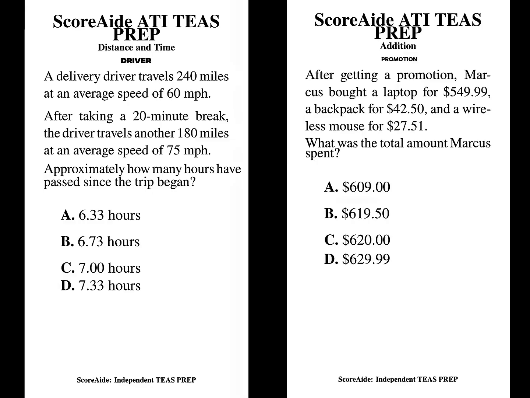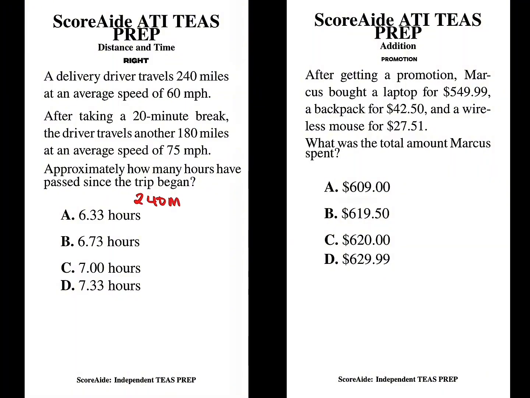A delivery driver travels 240 miles at an average speed of 60 miles per hour. After taking a 20-minute break, the driver travels another 180 miles at an average speed of 75 miles per hour. Approximately how many hours have passed since the trip began? So they're looking for the total number of hours.